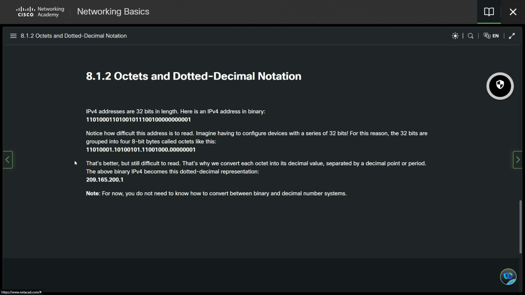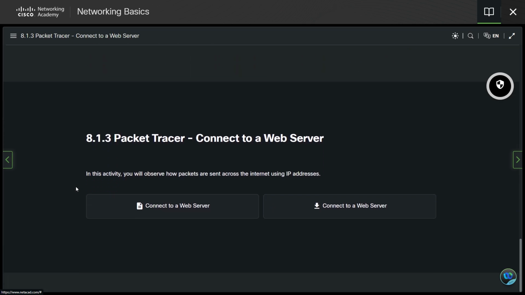That's why we convert each octet into its decimal value, separated by a decimal point or period. The above binary IPv4 address becomes this dotted decimal representation: 201.178.200.1. Note: for now, you do not need to know how to convert between the binary and decimal number systems. And we have a Packet Tracer activity, which is for the next session.